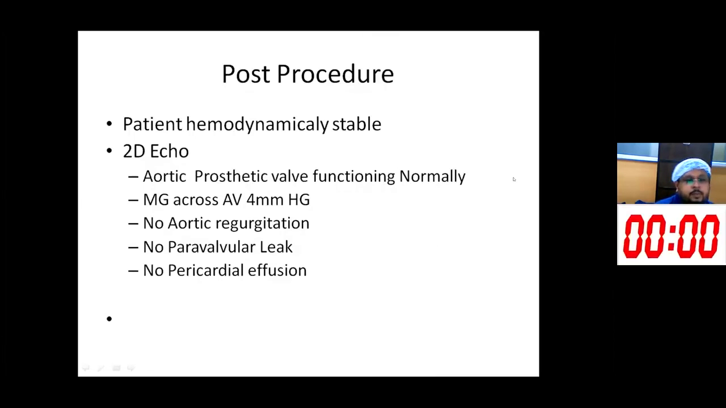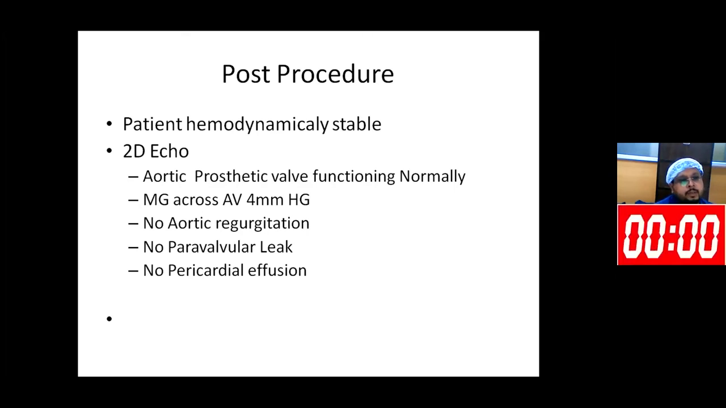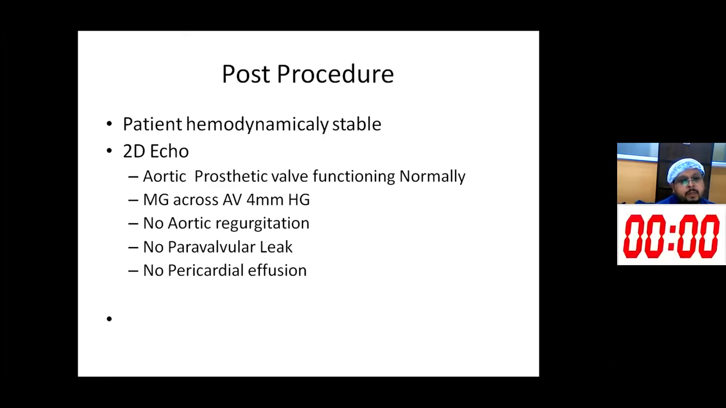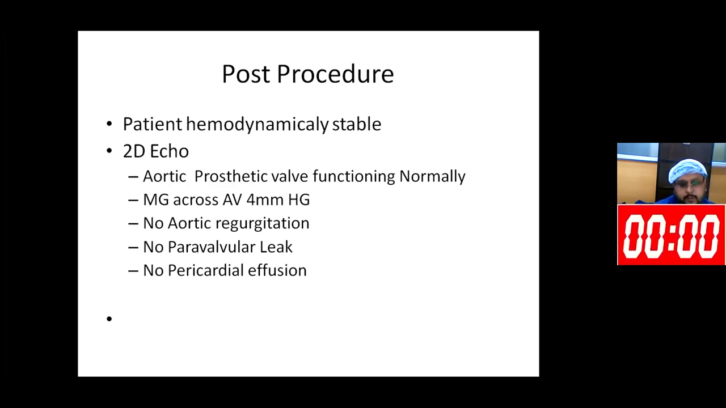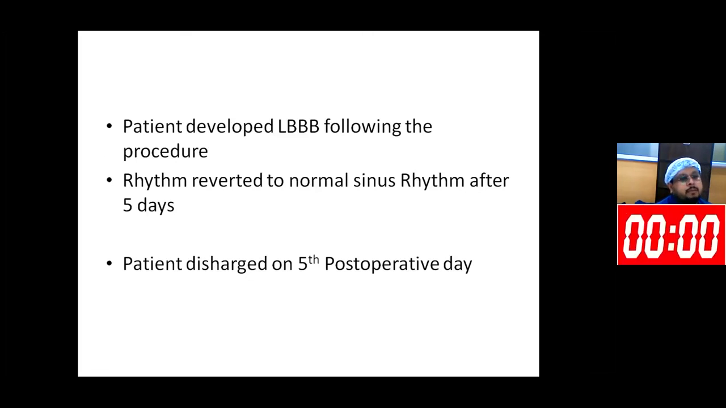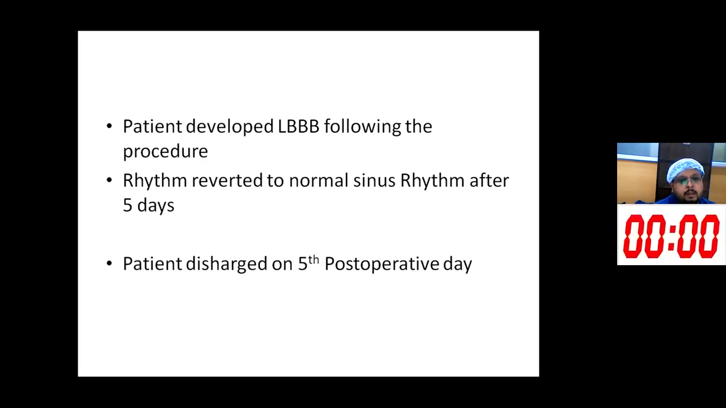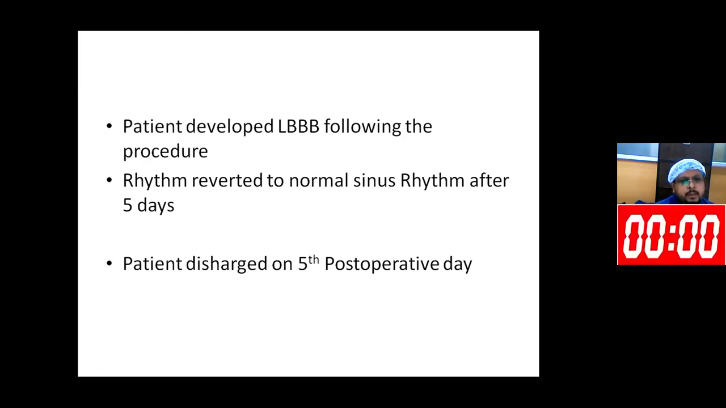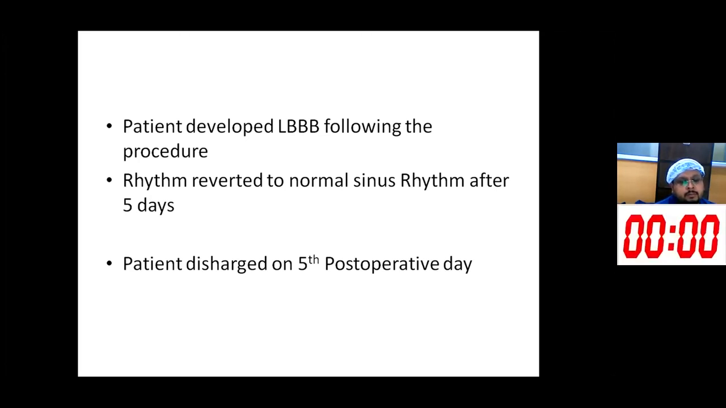Post procedure, the patient was hemodynamically stable, and the echocardiogram showed that the prosthetic valve was functioning normally. The mean gradient was 4 mmHg. There was no aortic regurgitation, no paravalvular leak, no pericardial effusion. But the patient developed LBBB following the procedure. It is seen that LBBB may be present, especially because of some edema in the septal area, where the edema of the conduction system may lead to the LBBB.